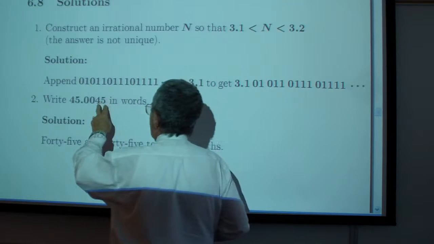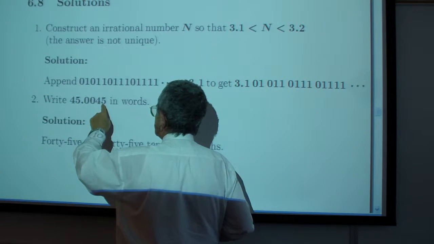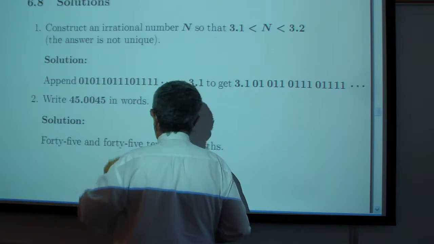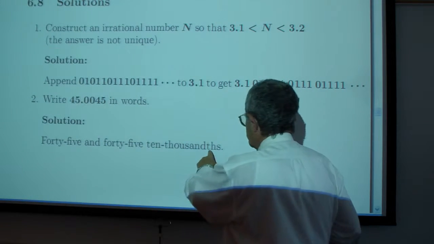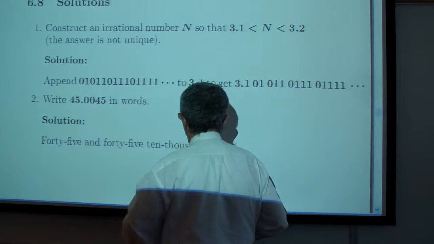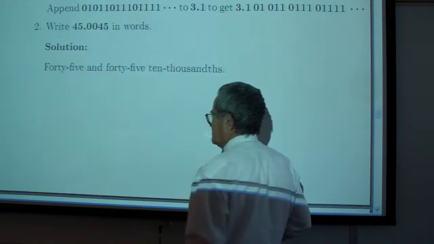Here you have the last 45 in the tens, hundreds, thousands, 10,000th position. So it's written 45 and 45 10,000ths with the th. Don't forget the and for the decimal point and the th for the numbers to the right of the decimal point.